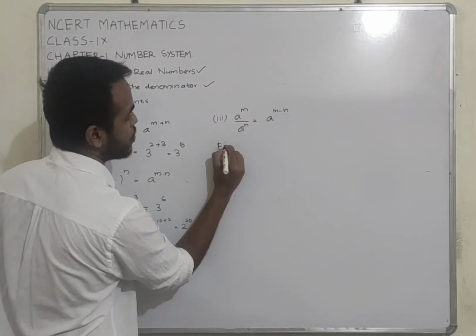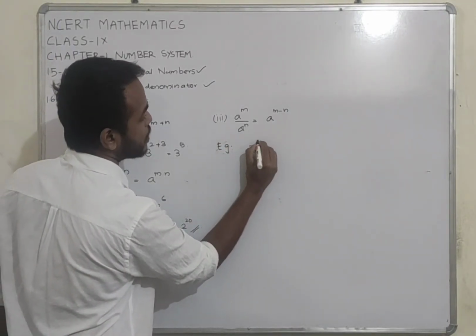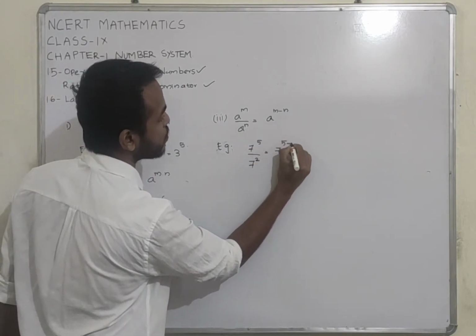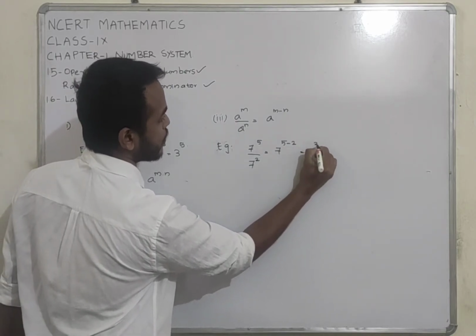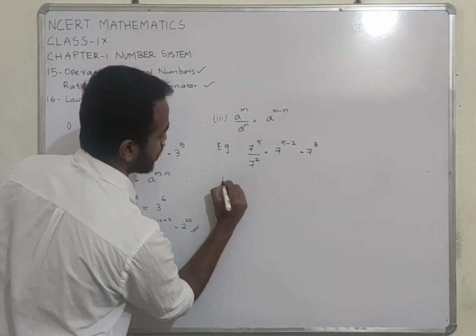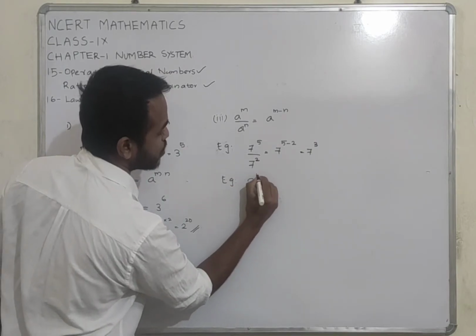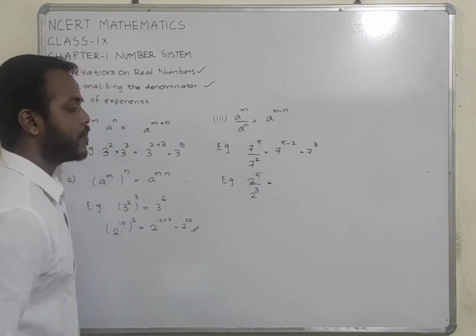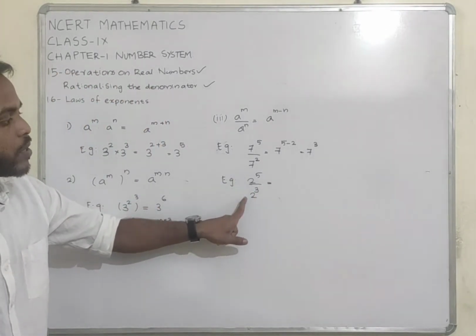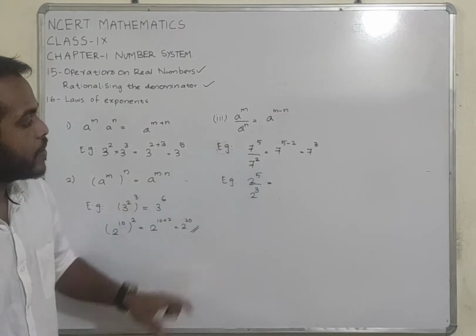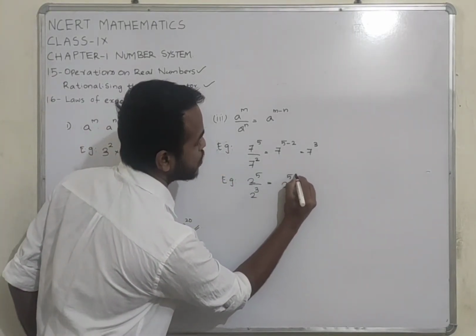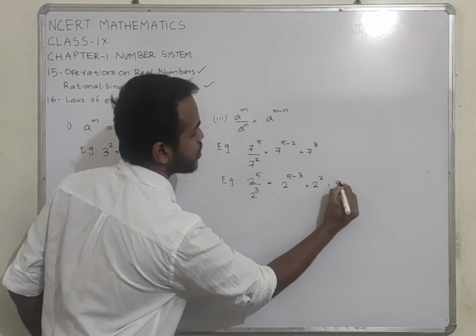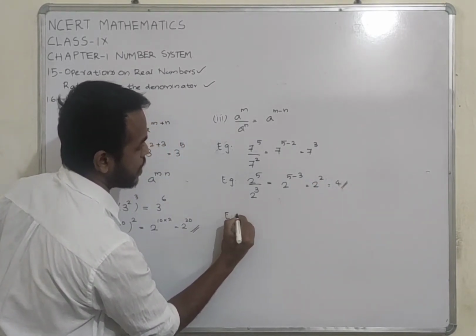Let's see examples. If there is 7 raised to 5 and 7 raised to 2, then this can be written as 7 raised to 5 minus 2, or simply 7 cube. Another example. 2 raised to 5 by 2 raised to 3. How will this be written? Since the number 2 is same, the powers can be subtracted as 5 minus 3. This will be 2 raised to 2. And what is 2 raised to 2? It is 4.